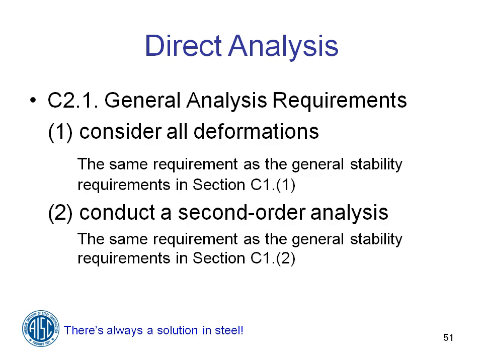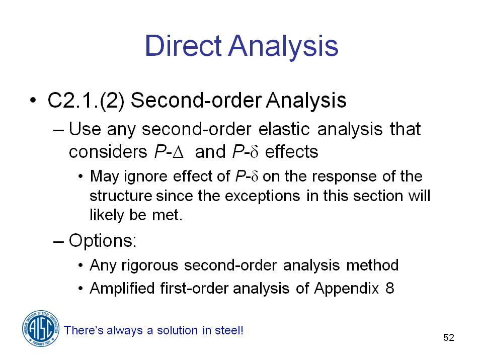So in section C2.1, first it says consider all deformations. Well, that's what we've already talked about. That's in the general requirements. Then it says consider second order analysis. And again, that's what we've already talked about in the general part. But it goes on now to say you can use any method as long as it considers P big delta and P little delta. And it gives you an option to ignore the effect of P little delta on P big delta. It says any method. It identifies rigorous methods and it identifies the amplified first order analysis method of Appendix 8 that we've already talked about.